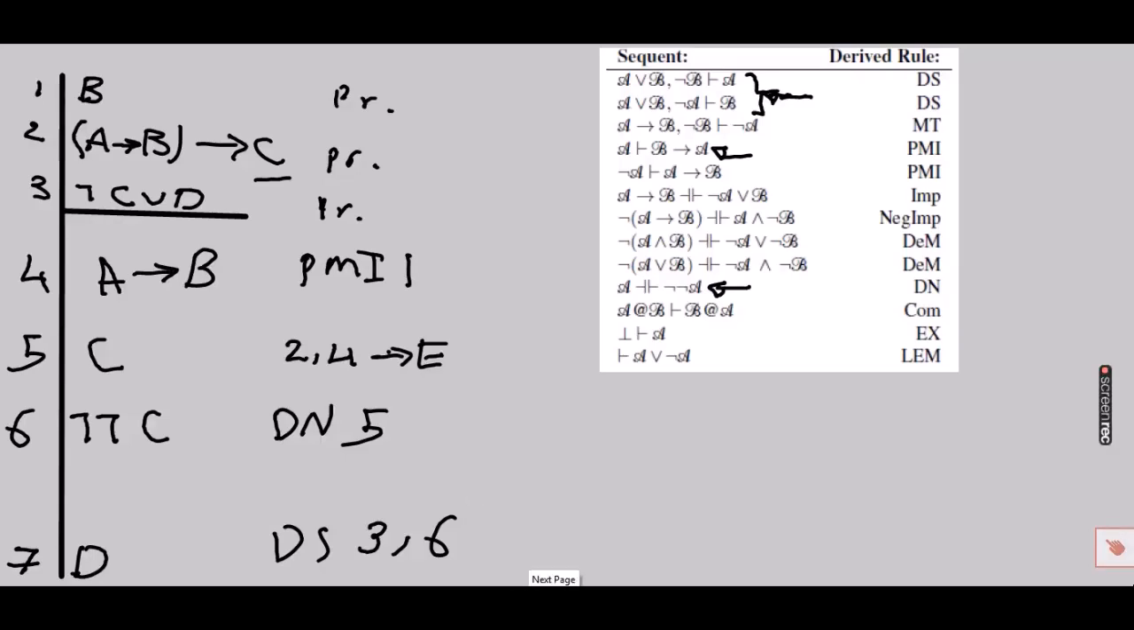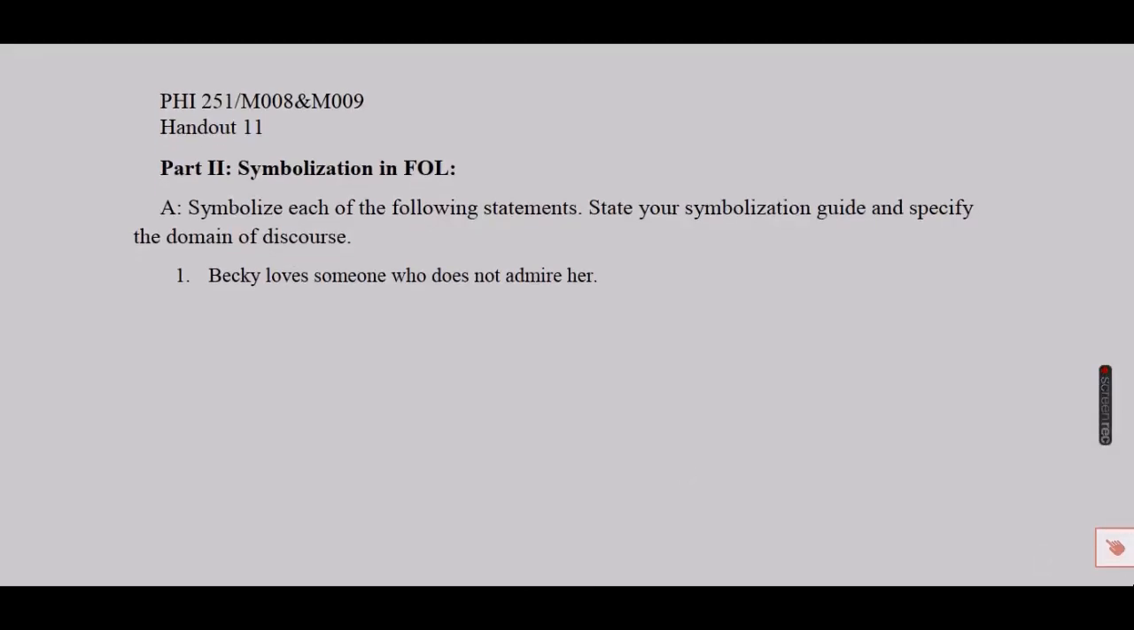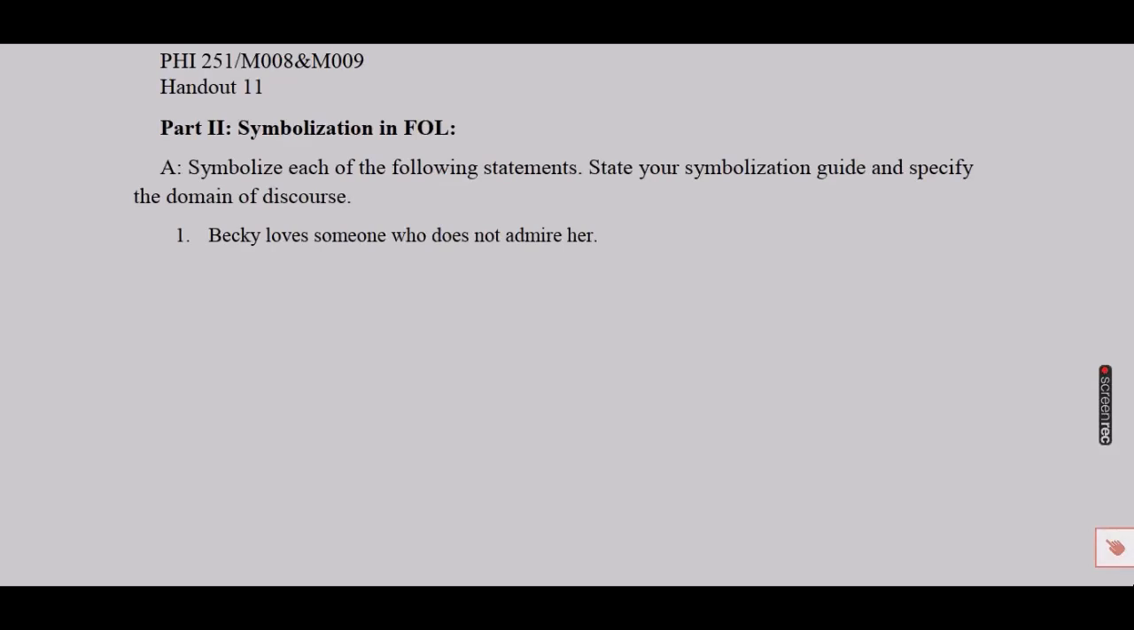The rest of the problem set deals with symbolization. And we did some symbolization problems last week, and we're going to continue to do some more this week. So just to remind you, I'm going to do a couple of simple ones first, and then we get to the ones that involve multiple quantifiers. Okay, so let's start with this one here, the first one on the handout.